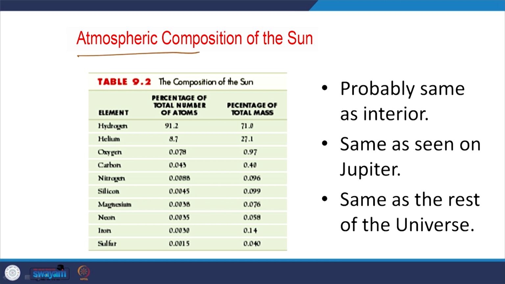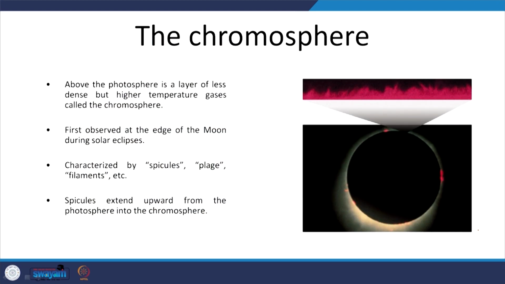The atmospheric composition is more or less similar to the interior. It is not that you have new elements or new compounds existing. You have hydrogen and helium still dominating the composition, either in terms of number of atoms or in terms of mass. Okay. So this is the same as the interior, or the same as any other planet or the rest of the universe.